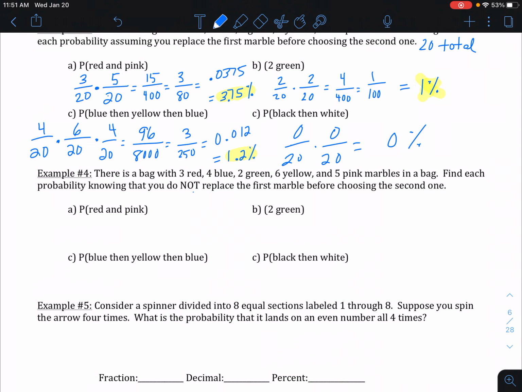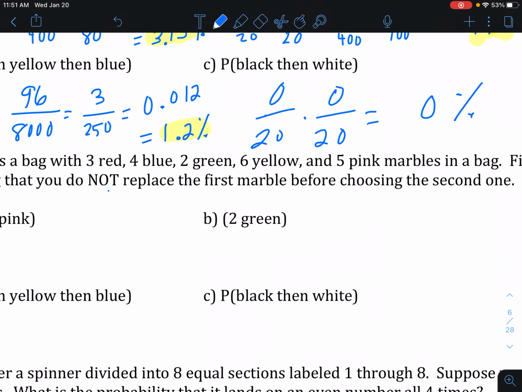Okay, example 4 is a little bit different. This time, you're going to pull a marble, and this is called without replacement. Meaning you're going to pull a marble, and then for the second pull, you're going to leave the one out. So let's read this. There's a bag with 3 red, 4 blue, 2 green, 6 yellow, and 5 pink marbles. So that makes 20 total again.